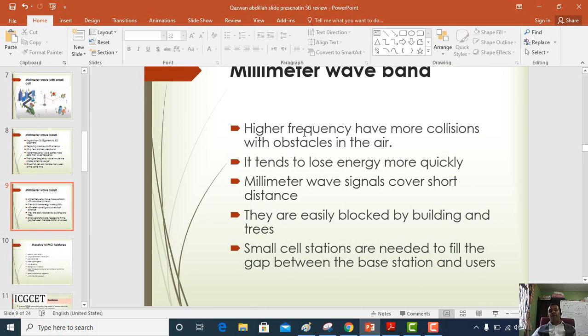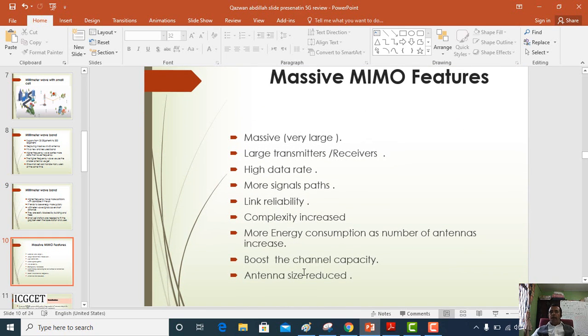At the same time, higher frequency waves have more collisions with obstacles, and that's why they lose their power very fast. They tend to lose energy more quickly. Millimeter wave signals cover short distances, so a small station is needed to fill the gap between the base station and the users. The massive MIMO features: we have very large transmitter and receiver arrays, a high data rate, and more signal paths. Complexity increases, and there is more energy consumption as the number of antennas increases, while the channel capacity per antenna is reduced.